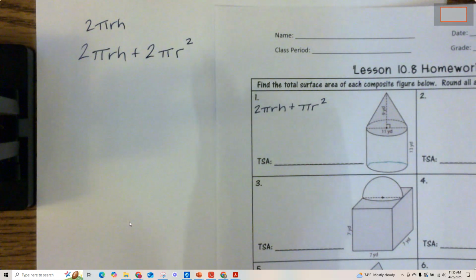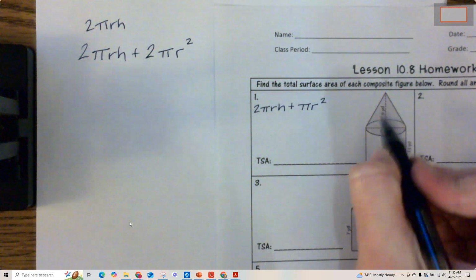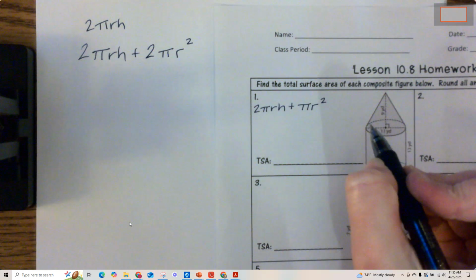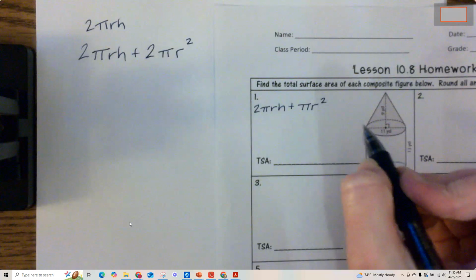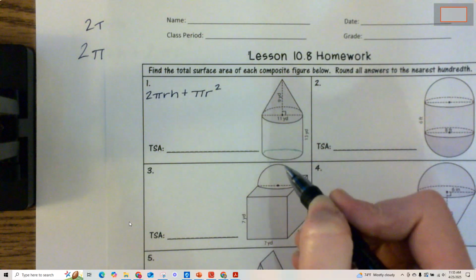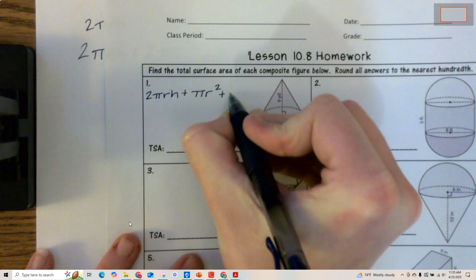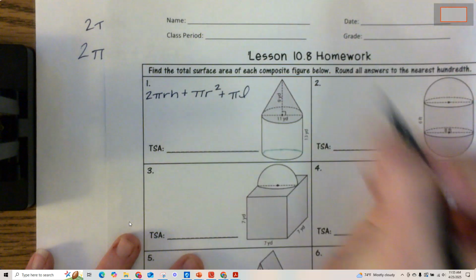All right, so a cone. Pi LR, yeah, okay. So for the cone, do we need the lateral or do we need the total? Well, the total is if I need to put paper on the bottom of this cone, on the circle. So just the lateral. So the lateral of a cone is pi LR.